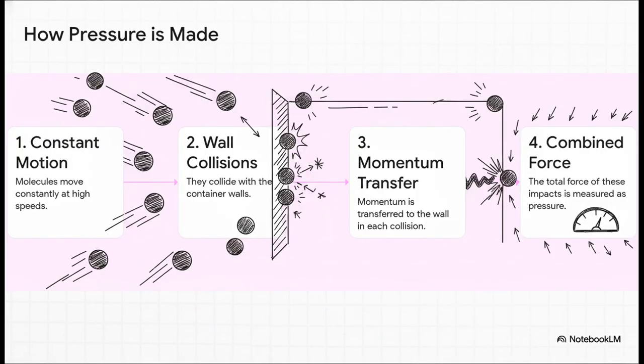Let's walk through it, step by step. 1. Our molecules are flying around at insane speeds. 2. They're constantly hitting the walls of the container. That's unavoidable. 3. Every single time a molecule hits that wall and bounces off, it transfers a tiny little bit of its momentum, a tiny little push. Now, one push is nothing, right? But what happens when you multiply that tiny push by billions and billions and billions of collisions happening every single second? Well, that massive, non-stop barrage of tiny pushes adds up to the steady, powerful force that we call pressure.